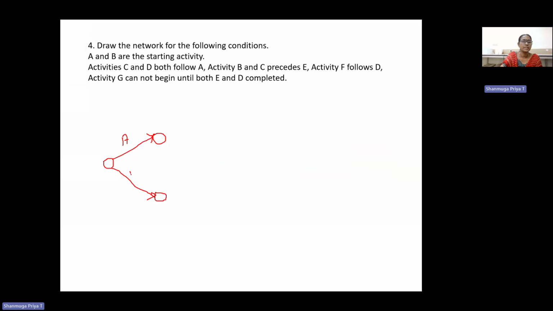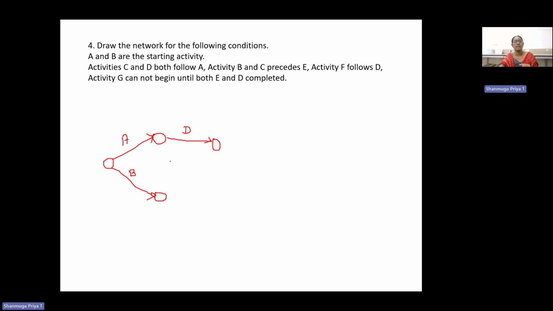So, A is the activity, B is another, both are starting activities. Activity C and D follow A. Both C and D follow A. Okay, so both C and D. So, we can draw D here and C also. C will come like this only.